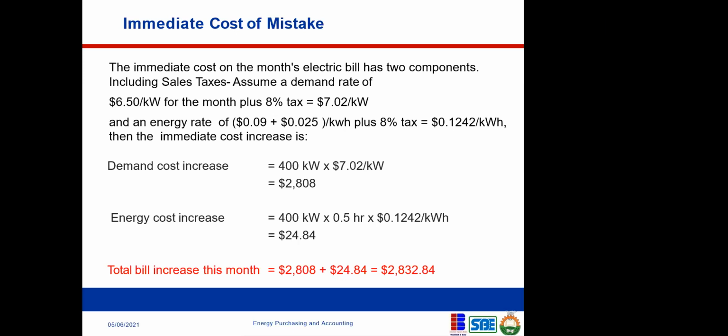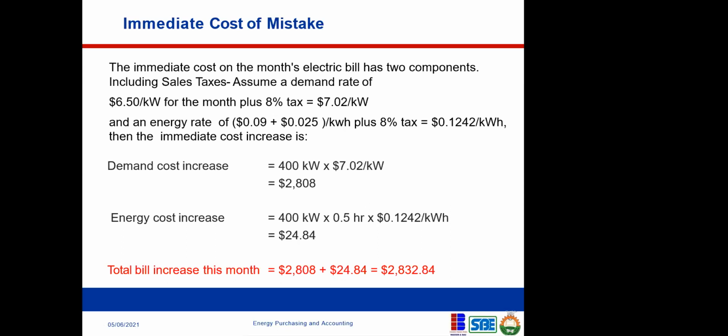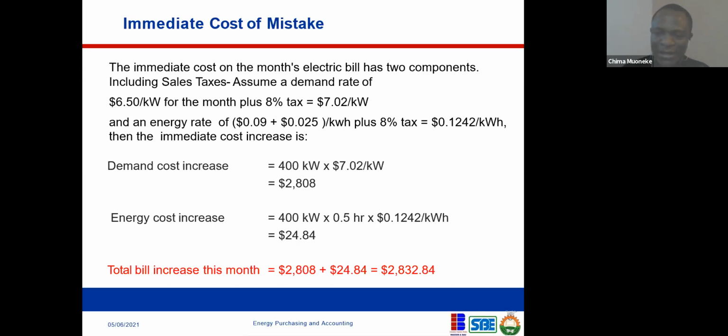2832.84. Exactly. Did you see that that's the answer we got? That's the answer we arrived at 10 times. So for the fact that this guy came in and turned on this machine for 30 minutes, this mistake cost the company $2,832.84.